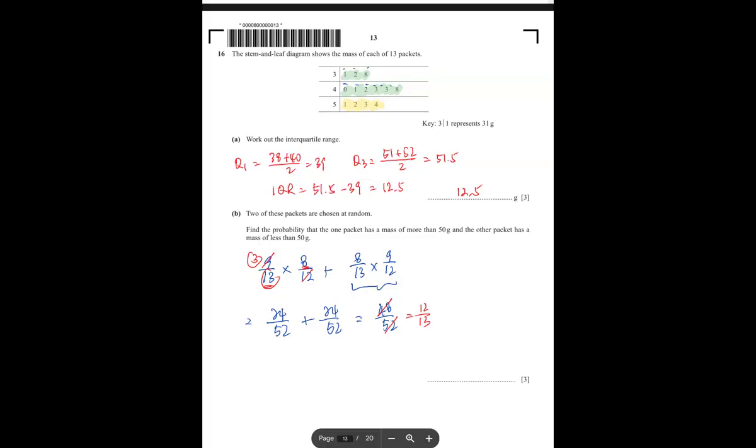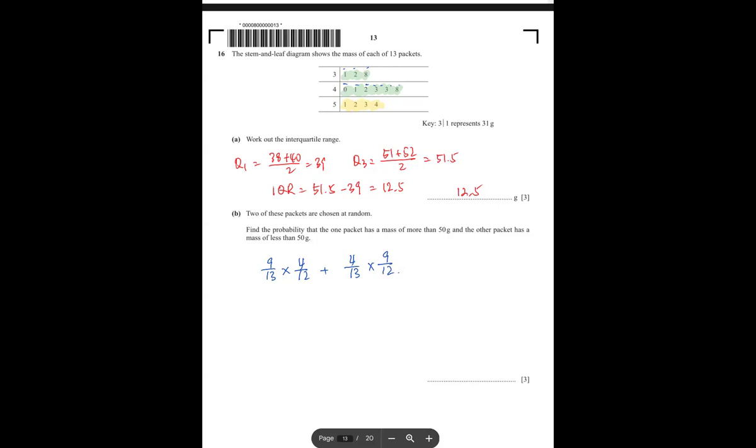Wait, I'm tripping. Hang on, let me do it again. Okay, sorry. 9 out of 13 times 4 out of 12, plus, oh, I screwed up, 4 out of 13 times 9 out of 12.